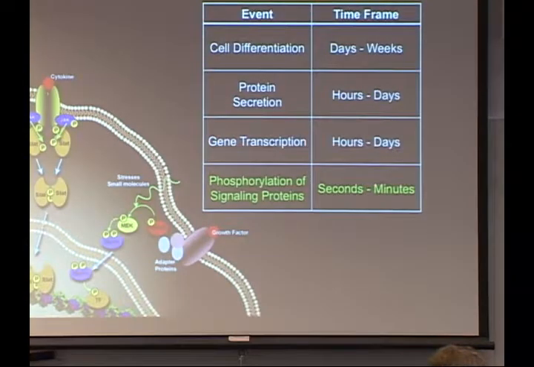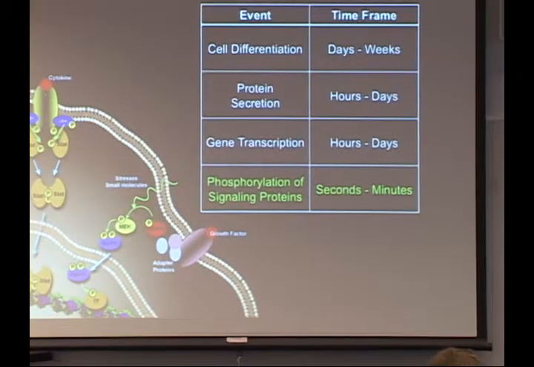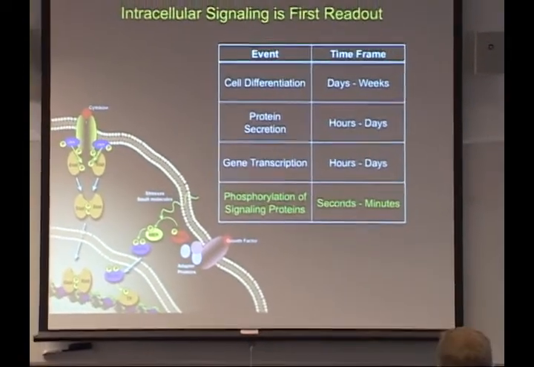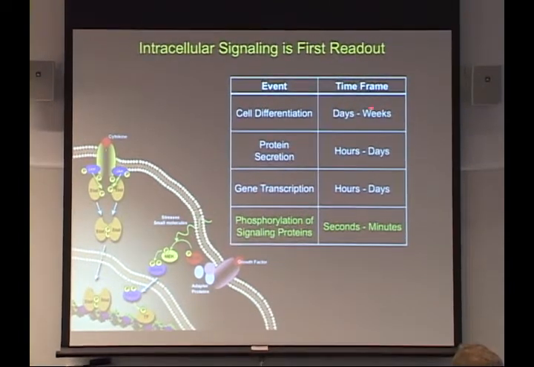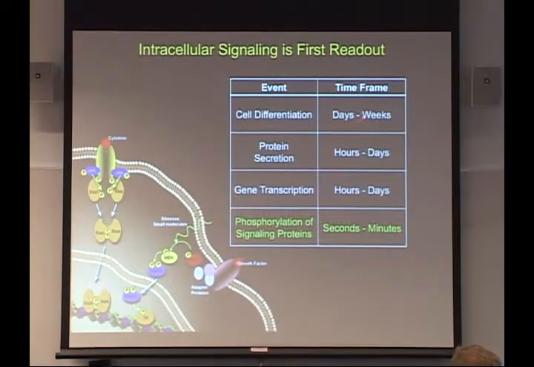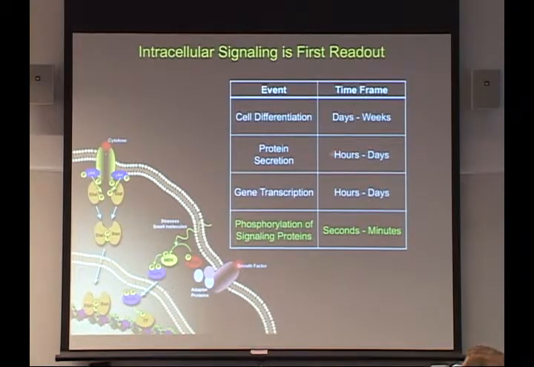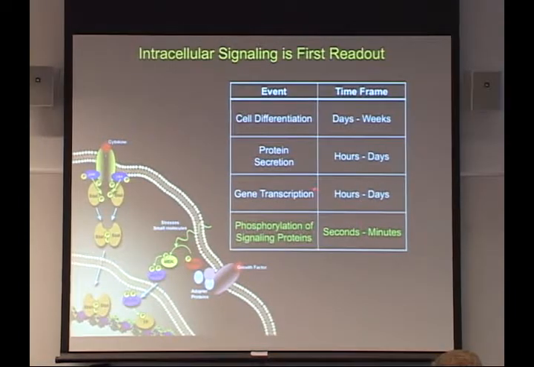So why look at signaling? Signaling is really at the pinnacle of what happens inside your cells. If you look at the different cell events that you might have over time, a long-term differentiation event might take days or weeks depending on what cell subset or cell type you're looking at. Events like protein translation or secretion might take hours or days. And then you might have events like transcription, again on that same kind of time scale.